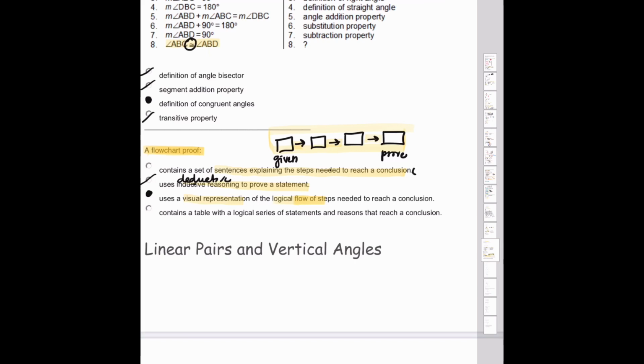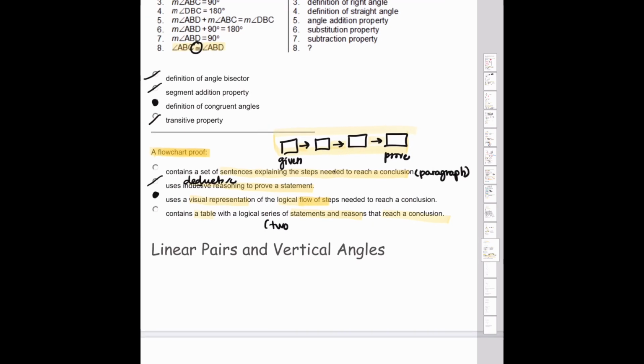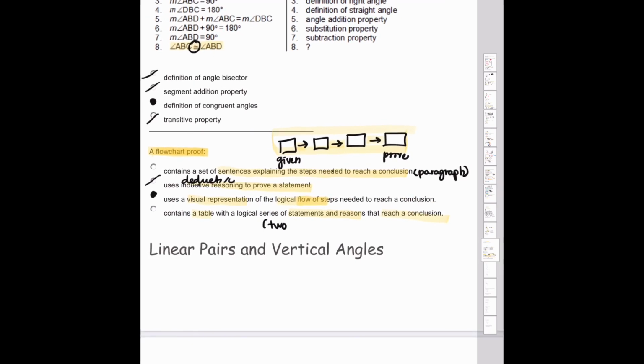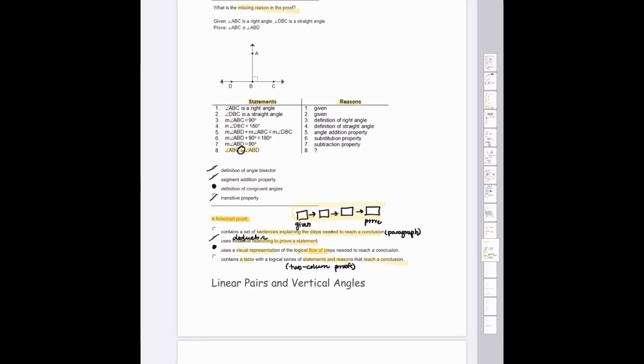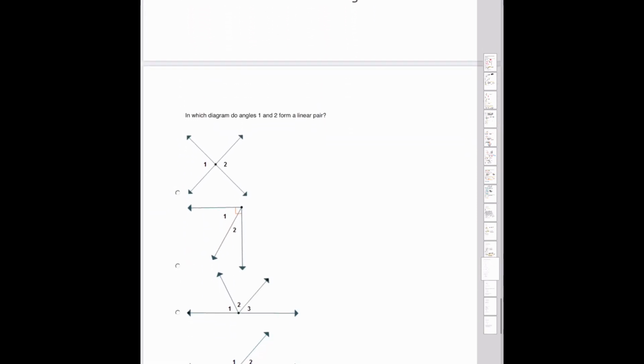I would say that the earlier one is a paragraph proof and is a better definition of such. While the last one, which states, contains a table with a logical series of statements and reasons that reach a conclusion, is actually a great definition for 2-column proofs.